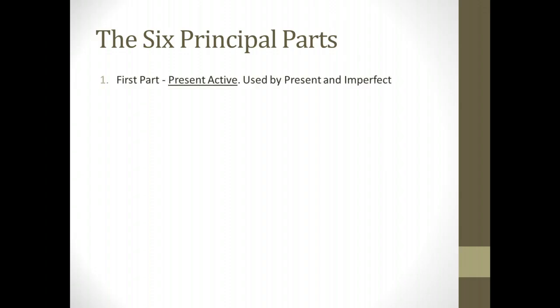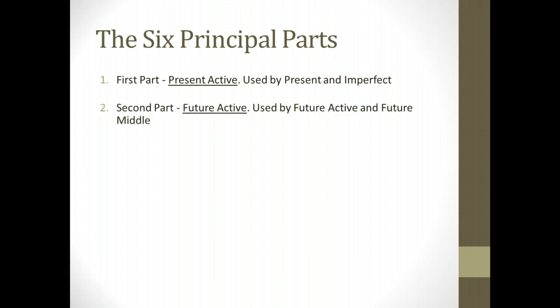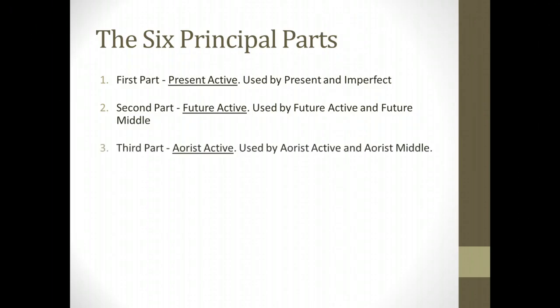So the first principal part that you learned, of course, is the present active, and that used the present and the imperfect verbs. So present and imperfect tenses both fit into what we refer to as the first principal part. The second principal part is the future active, used by the future active and the future middle. The third principal part is the aorist active and the aorist middle.